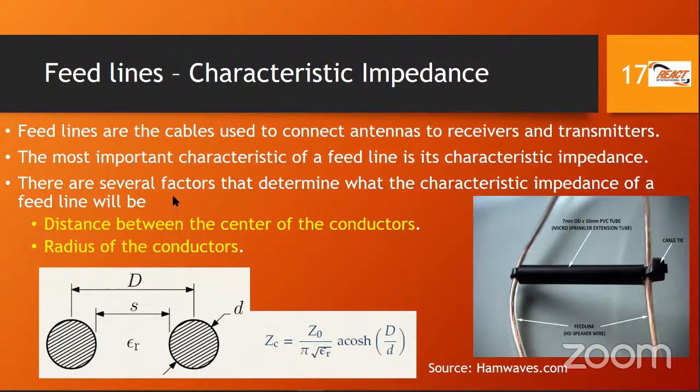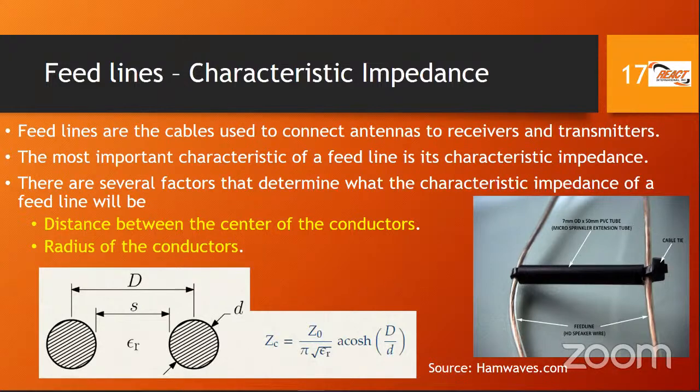What determines it? For the feed line that we have displayed here on your screen, there are two factors that we need to know for the exam that determine the characteristic impedance. The first one is the distance between the centers of the conductors. And the second will be the radius of the conductors. So let's dissect that a little bit using the diagram that we have below.